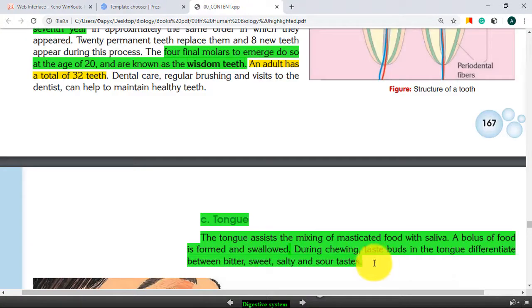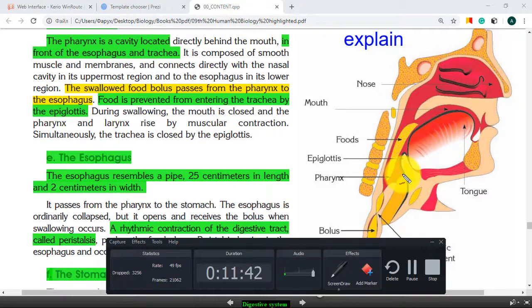Now on the upper surface of the tongue there are taste buds. The main aim of taste buds is to detect the type of taste. Pharynx. Pharynx is a cavity located in front of the esophagus. It prevents the food from entering the trachea by the epiglottis.